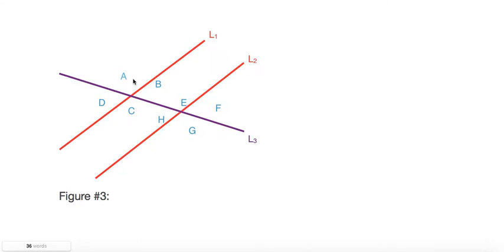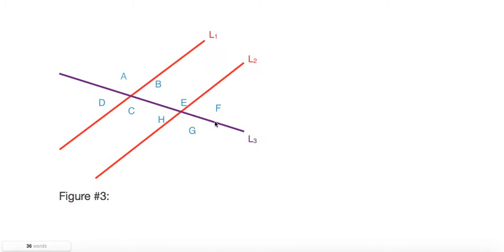Previously we talked about vertical angles and linear angles, but we're going to talk about three other types of angles in this figure. The first is corresponding angles. These are angles on the same side of the transversal, so either on this top side of L3 or on this bottom side of L3, and in corresponding or similar positions. So for example, angle A and angle E are corresponding angles and therefore are congruent.